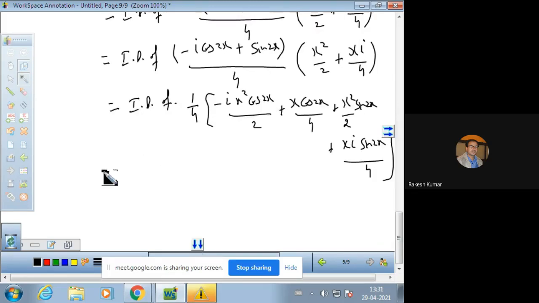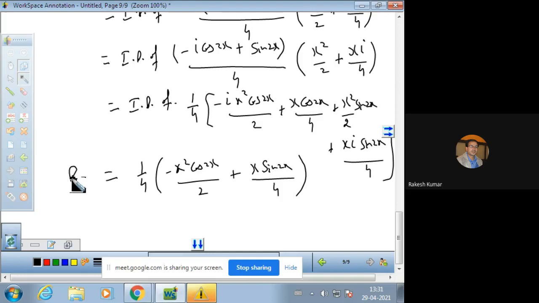Now what we have to find out? We have to find out the imaginary part of this term. So imaginary part means the term which involves iota. So coefficient of iota we will have to equate here. So minus x square cos of 2x over 2, and here you will have iota. So that will be x sine of 2x over 4. So this is your particular integral of the question.